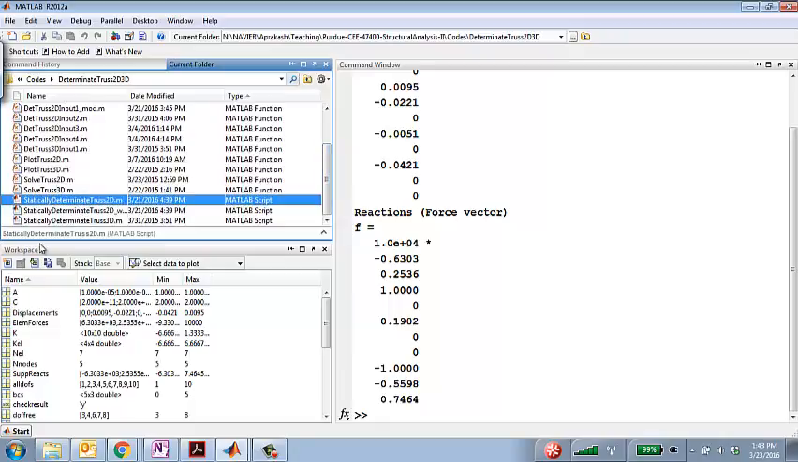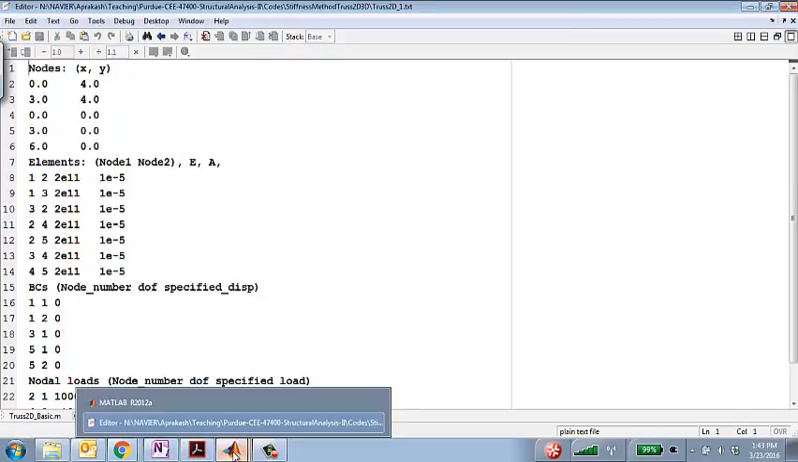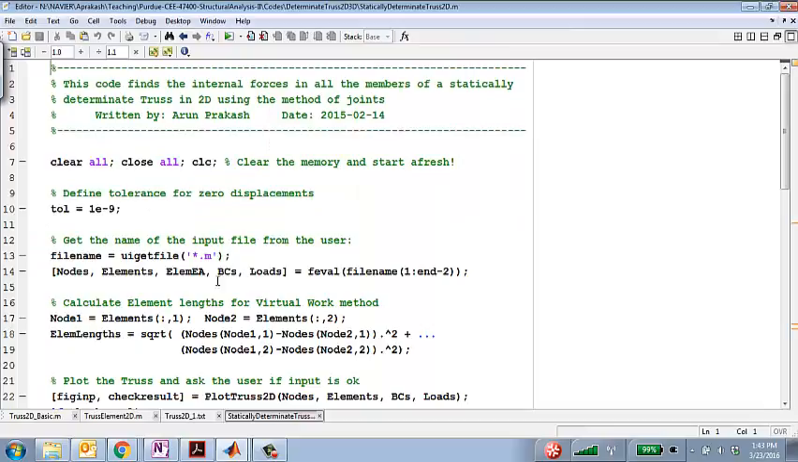So statically determinate truss 2D is the main file that you should be using. And hopefully it's open now. So yeah, this is the main file that you would use for problem 1, because problem 1 is all determinate trusses. For problem 2 on homework 7, that's all indeterminate trusses. So you would use the flexibility or the force method for that.